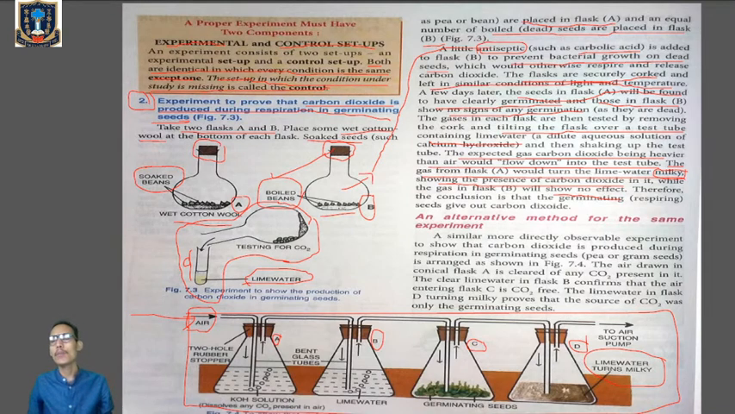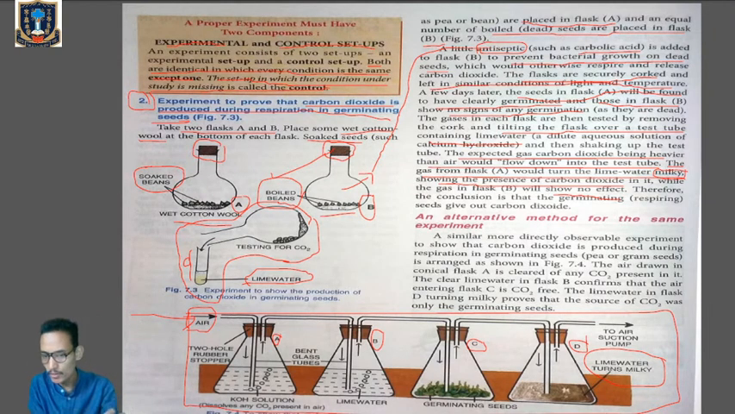Now why does the lime water in flask D turn milky? Because the air which was moving from flask C to flask D contains which gas? Carbon dioxide gas, which was being released by the germinating seeds during respiration, and that gas will turn lime water milky. This proves that carbon dioxide is released by the germinating seeds due to respiration. So this is one alternative method to prove that carbon dioxide is produced during respiration in germinating seeds.